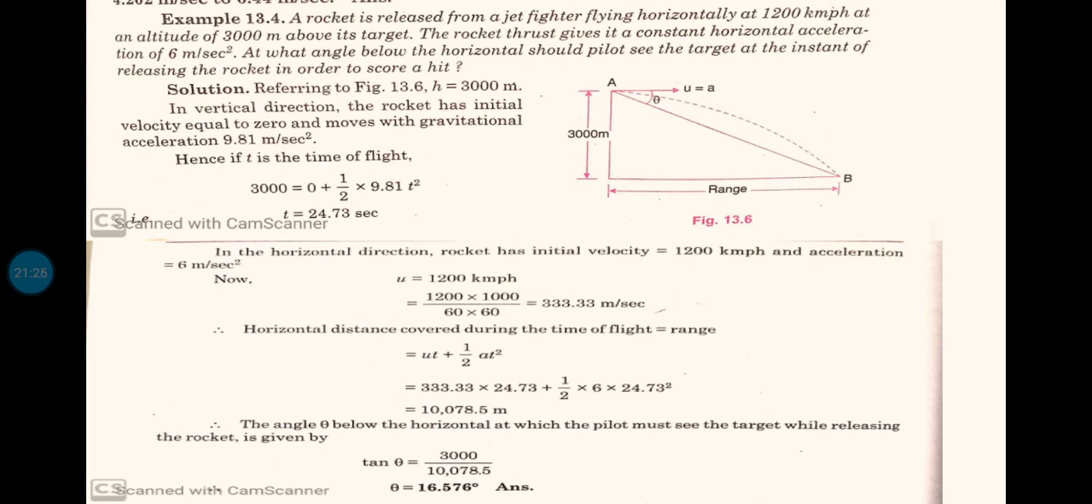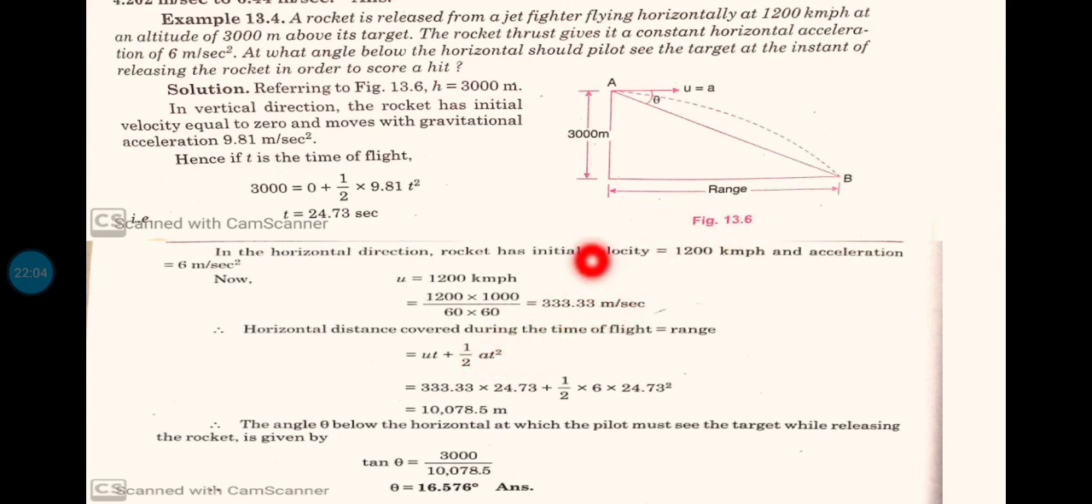So within 24.73 seconds, the rocket will reach from A to B. So time of flight is 24.73. Now for the horizontal motion, if you want to find the range, actually if acceleration was not given, the body is moving with constant velocity u, then in that case distance is equal to uniform velocity into time of flight. But here acceleration is given, therefore s is equal to ut plus half a t square. For that we have considered u as 333.33 meter per second. Now the horizontal range covered is equal to ut plus half a t square.